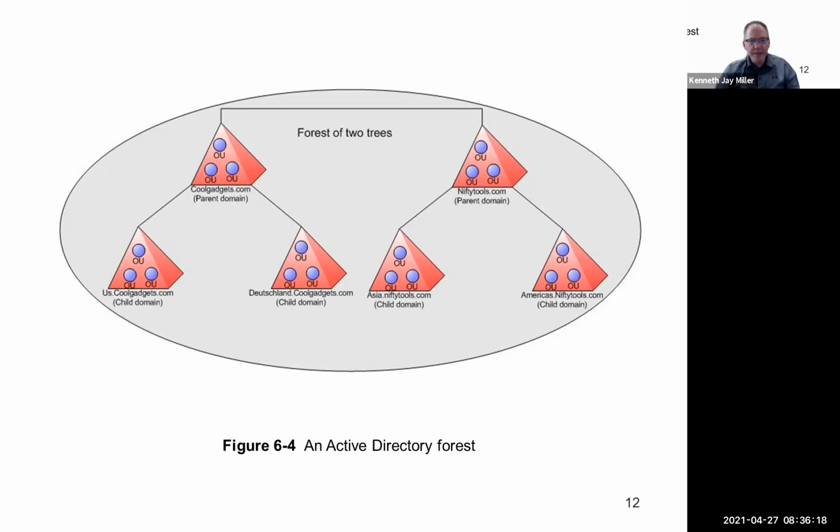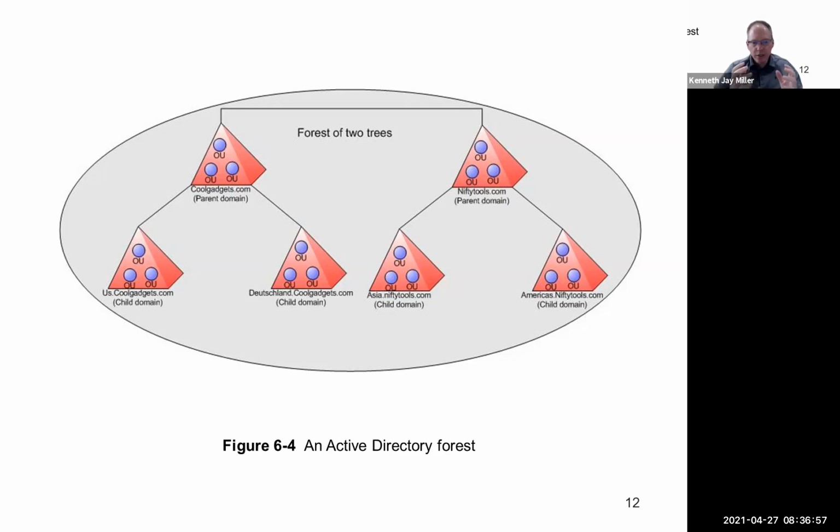And then in each one of those domains, now each one of these is a domain, right? This is a domain, this is a domain, this is a domain. But the way it's structured, this is the domain level, this is the tree level, the whole thing is the forest level. Okay. And then inside of each one of these, we have OUs. So in Americas.niftytools.com, we probably have a sales OU. We probably have an IT OU. We have an HR OU. And that would be based on our organizational chart.